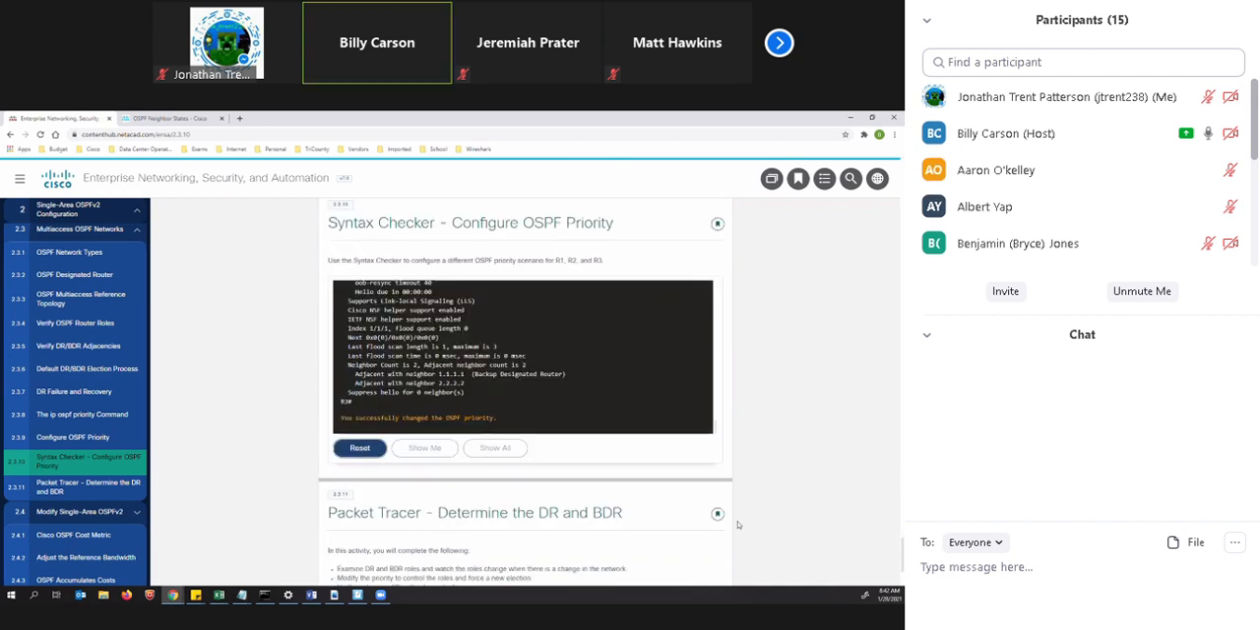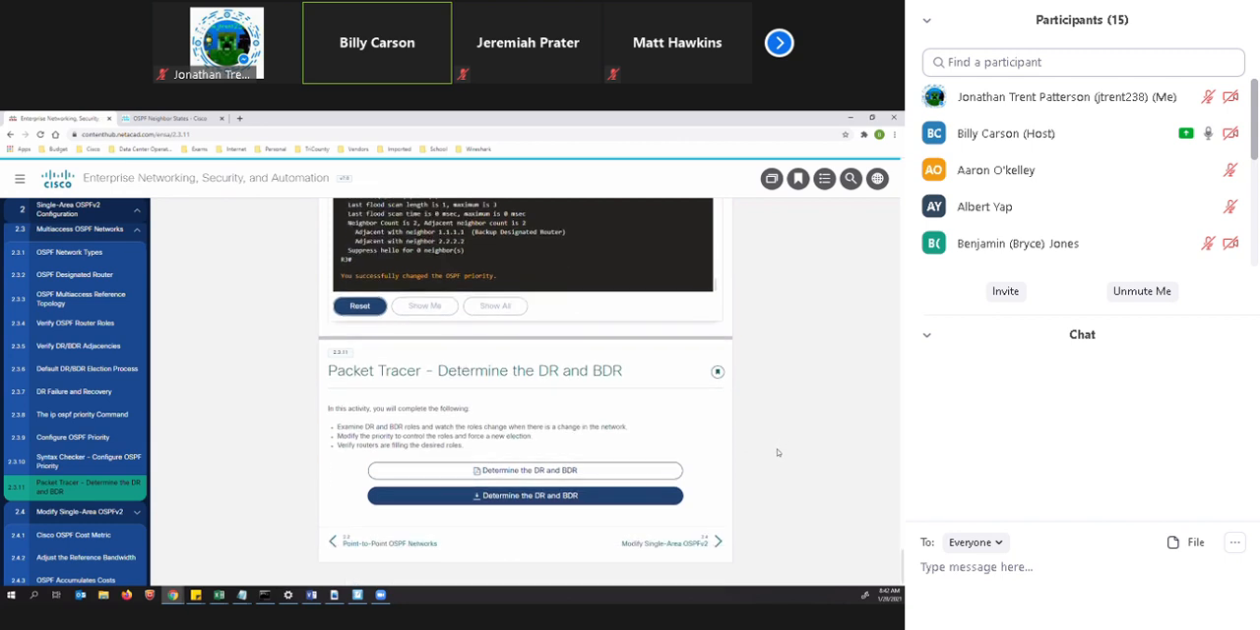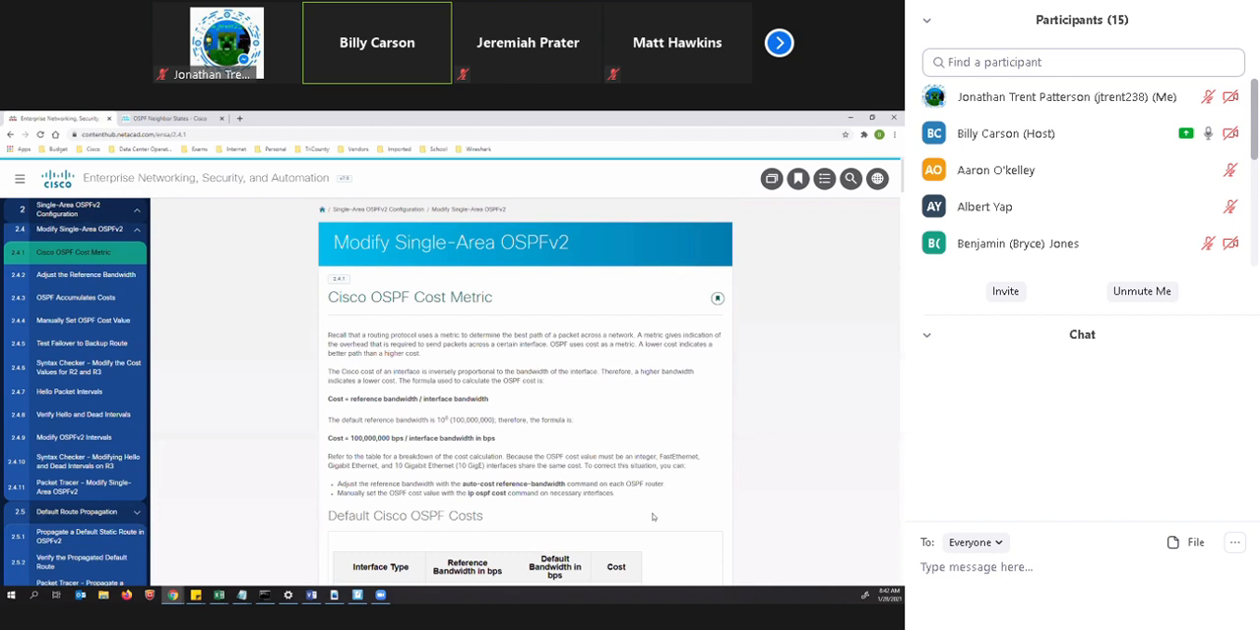Pretty straightforward there. Here's a packet tracer. You can do that if you want to. I didn't put it on there to be done. But if you want to do it, it has you step through, and you can see those changes in the packet tracer. It's not necessary. Okay, cost, OSPF cost matrix.